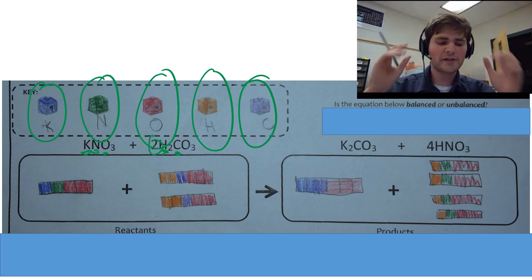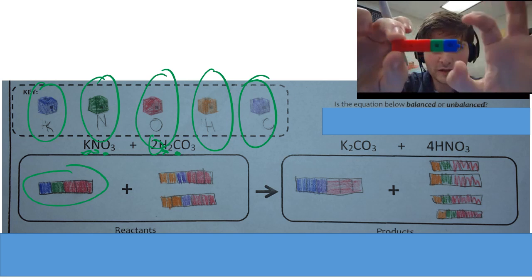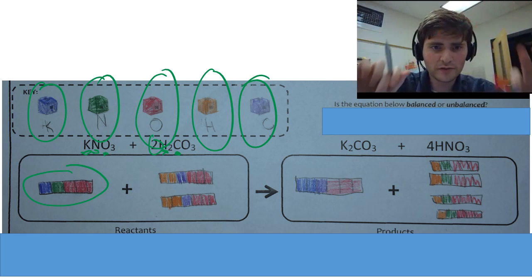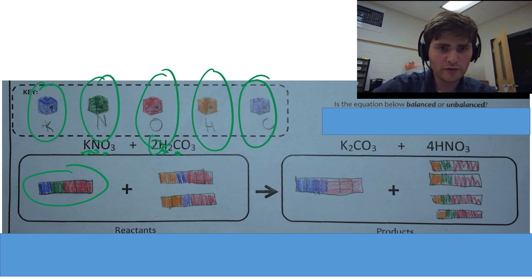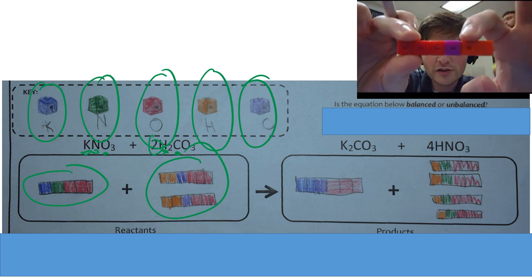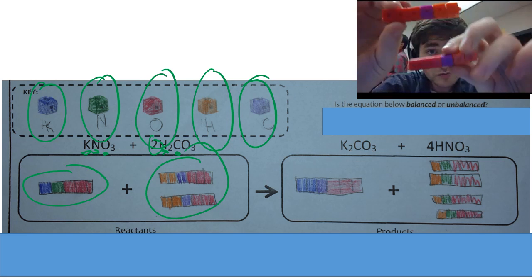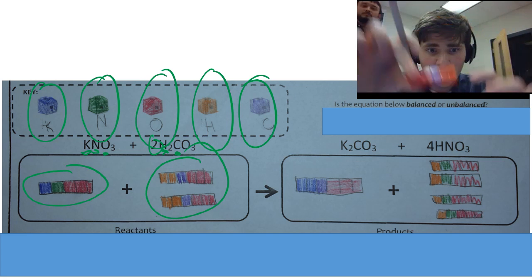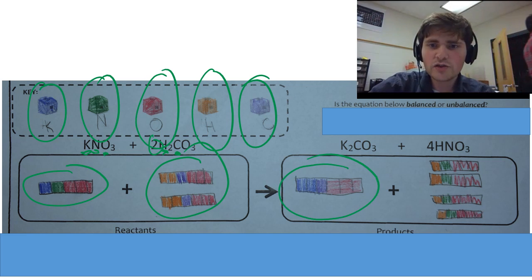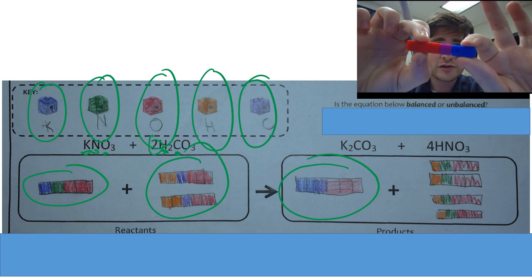Alright, so here's my solution. I've got KNO3 here, and here's what mine looks like. So K, N, and then O3. There were no coefficients, so I just have one of those. And then for the 2H2CO3, here's H2, carbon is purple, O3 is red. And since you had 2, I had 2 of those here, okay? The K2CO3 is going to look like this. Again, no coefficients, so you've just got 1.